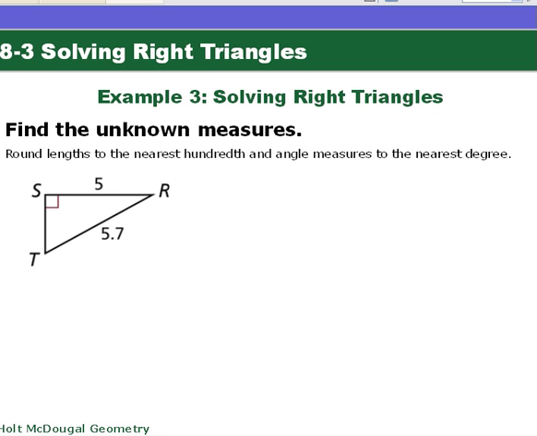Right, find the unknown measures. Round lengths to the nearest hundredth and angle measures to the nearest degree. So we've got several unknown measures that we need to find. We need to find these two angles, and we need to find this side. So we're going to use both our regular trig function, potentially, you don't have to, and our inverse trig functions to find our angles and our side.